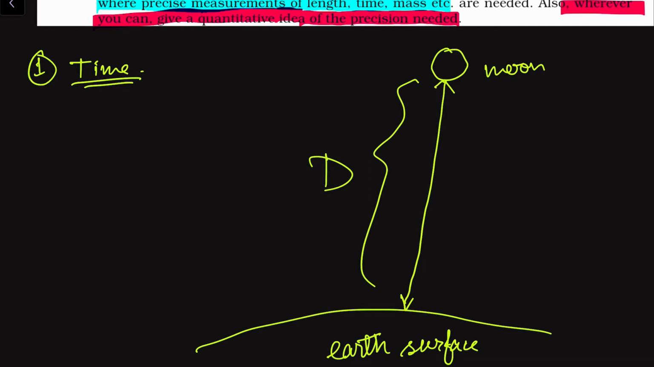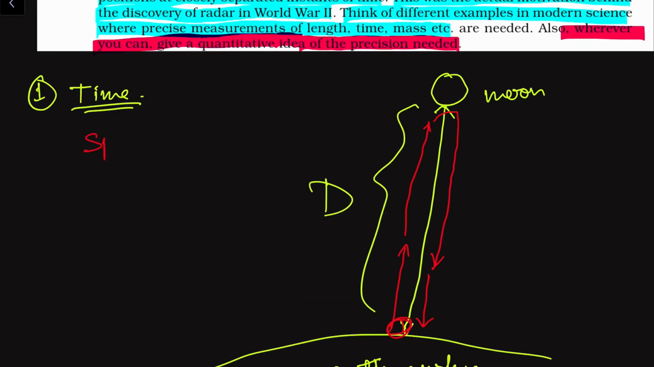Suppose we have a laser beam and from here we are transmitting the laser beam. This laser beam will travel through the open space or air and it will be reflected from the moon surface, and we will receive it through a receiver. That means this laser beam will have the speed of light. The speed of this laser beam is equal to 3 into 10 to the power 8 meter per second. Why this much? Because this laser beam is nothing but light.